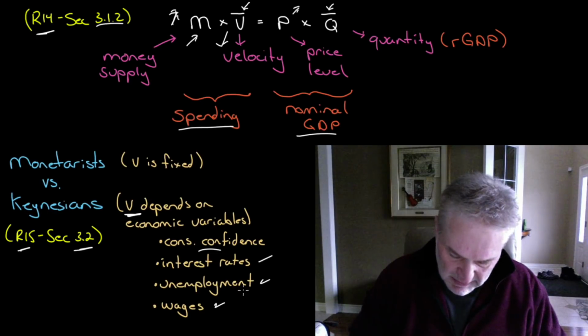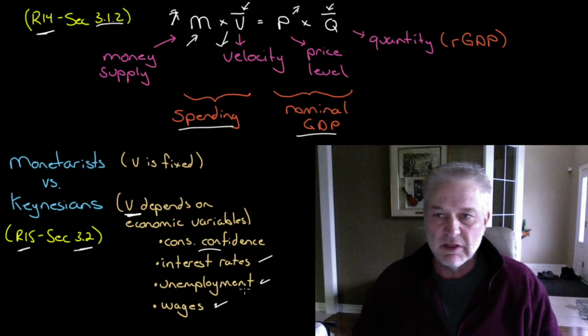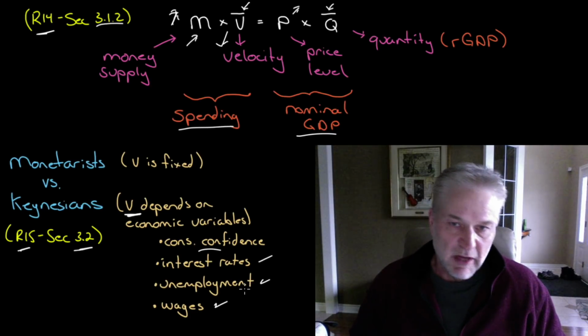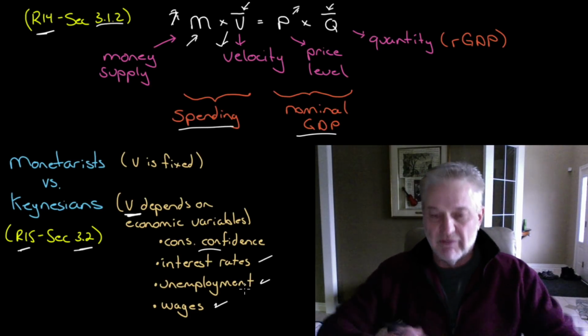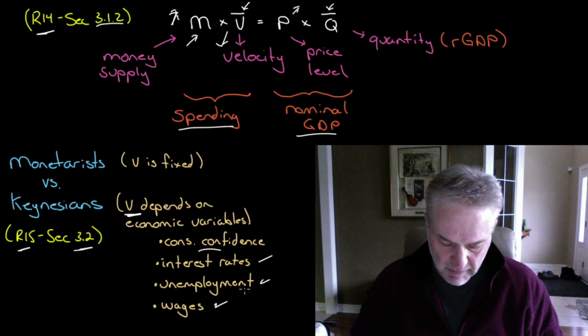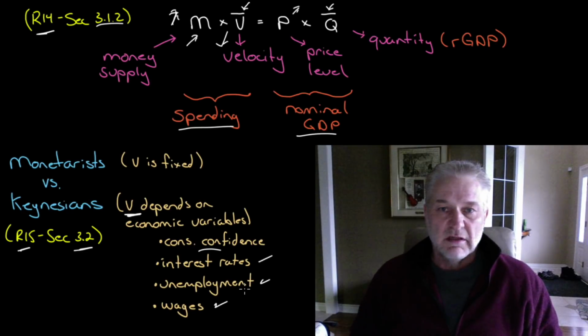Velocity increases. Same with wages. Even if unemployment doesn't move, but wages increase, more money, people buy more stuff. People buy more stuff, money changes hands faster. You can get an increase in velocity. That all sounds very good.